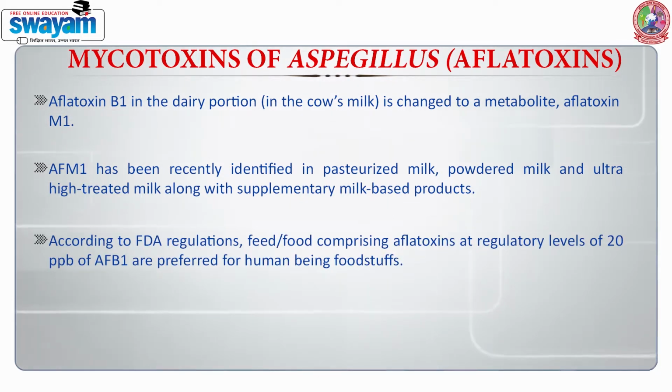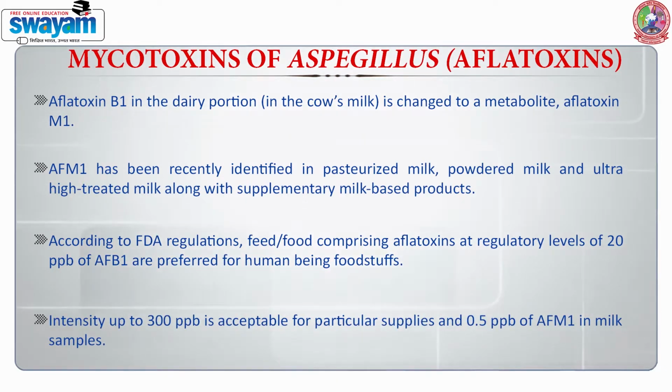According to FDA regulations, feed or food comprising aflatoxins at regulatory levels of 20 parts per billion of AFB1 are preferred for human foodstuff. Intensity up to 300 parts per billion is acceptable for particular supplies, and 0.5 ppb of AFM1 in milk samples.